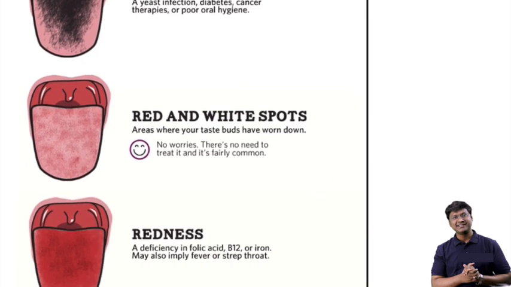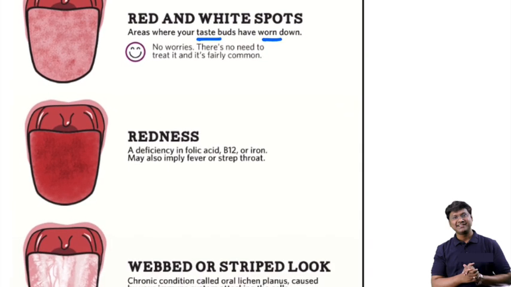Where will you have red and white spots? Remember, you need not worry about the presence of red and white spots. This tells you that the taste buds have worn down. So no worries, there is no need to treat it, and it's fairly a common condition. Presence of redness over the tongue tells you there is a deficiency in folic acid, B12, or iron. Okay, or even it may imply fever or a streptococcal throat infection.